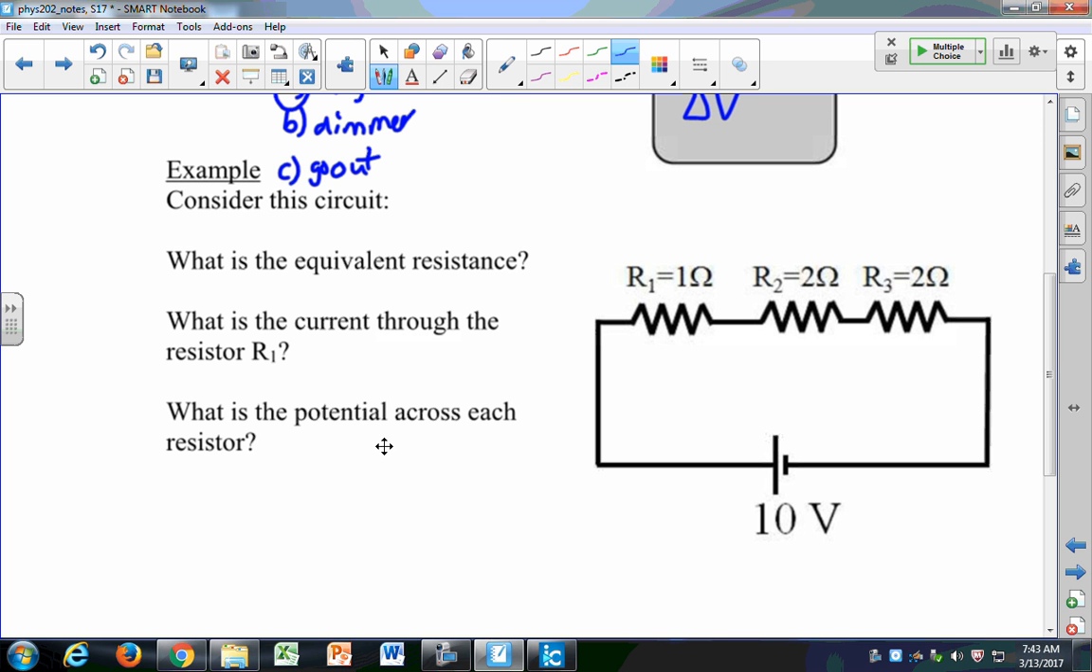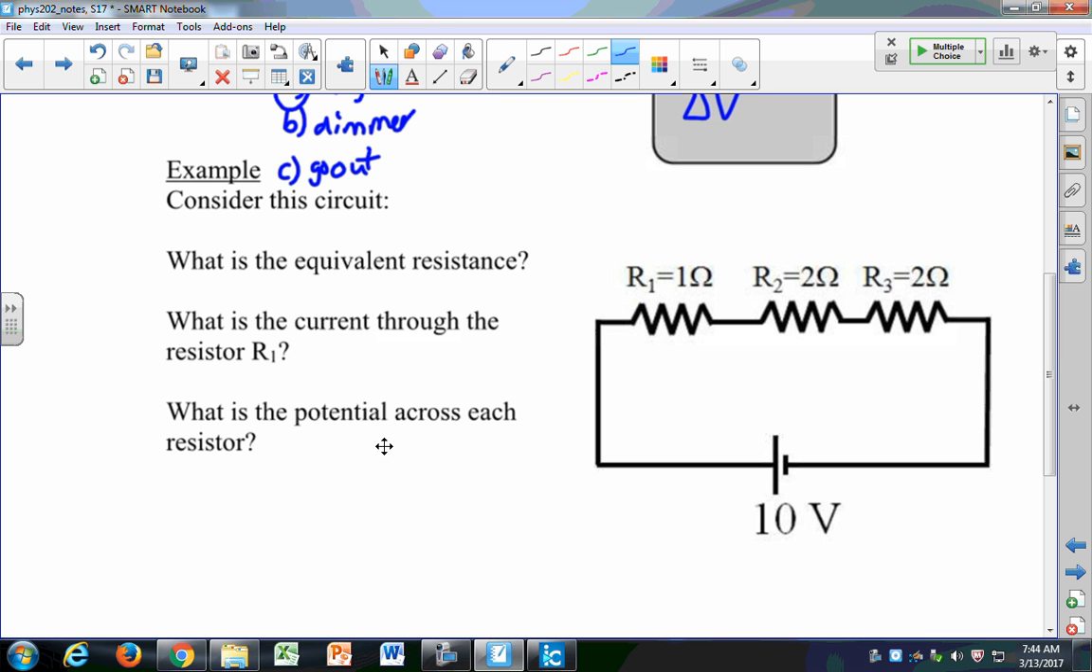What's the equivalent resistance? It's 5. 1 plus 2 plus 2 equals 5. I'll write this down in just a minute. But what then is the current, the total current through the circuit? 2 amps. From Ohm's law, the current through the equivalent resistance, which is 5 ohms, is I equals V over R. That's 10 volts over 5 ohms, which is 2 amps. So the current through R1 is also what? 2 amps as well, because resistors in series have the same current. Whatever current goes through the first one has to go through the second and the third one, and that's also equal to the current through the equivalent resistance.